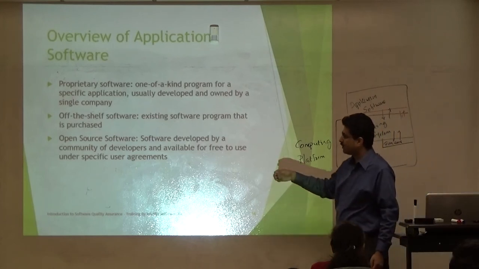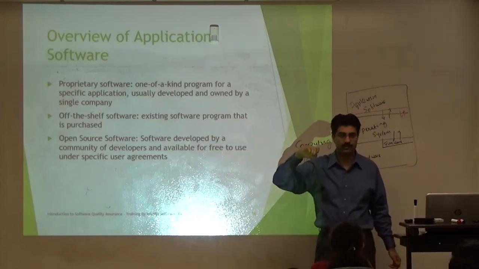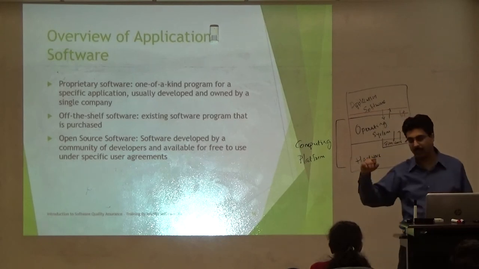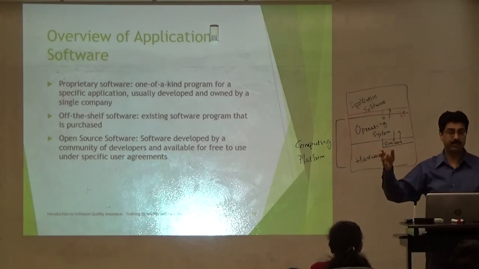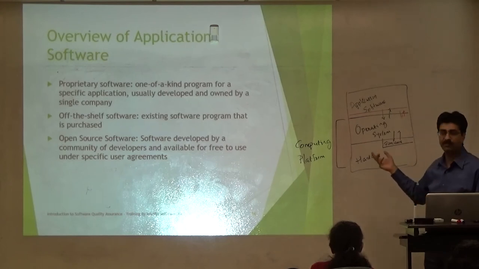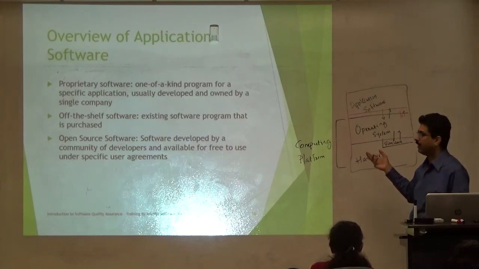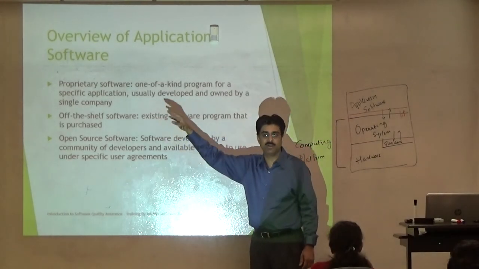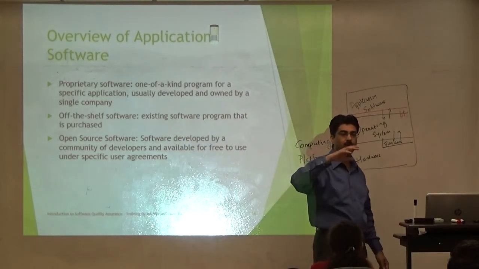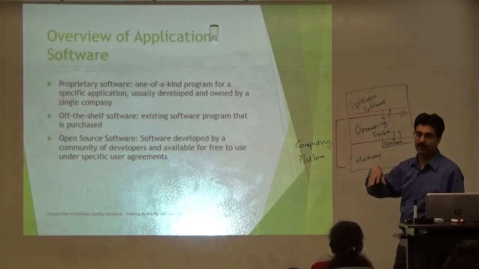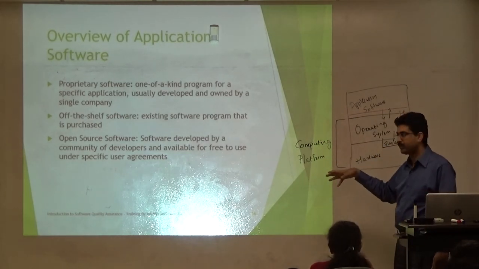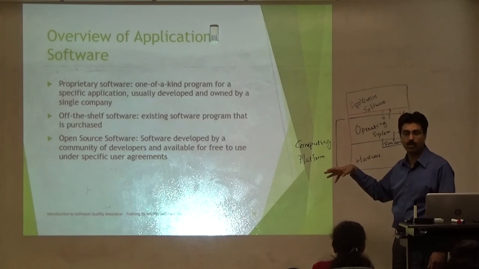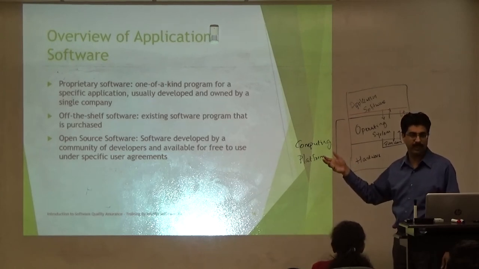Some examples of off-the-shelf software are, obviously, the tax software we talked about. Another example Herschel talked about is Microsoft Office. Even though it is owned by Microsoft, I can install it on my Windows machine or Mac machines. Or if I'm trying to use my Google Chromebook, there are versions available for that.